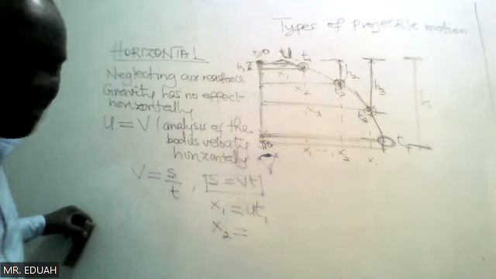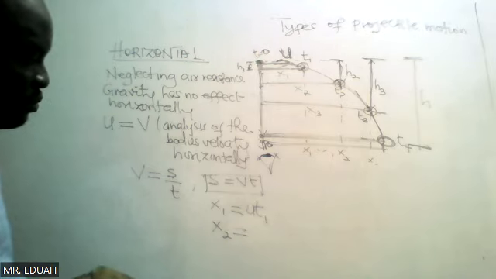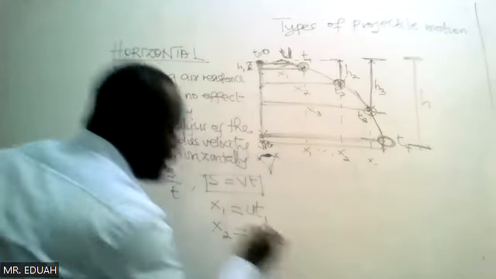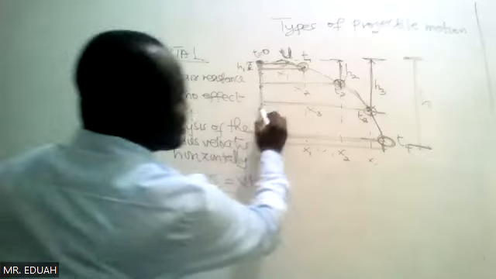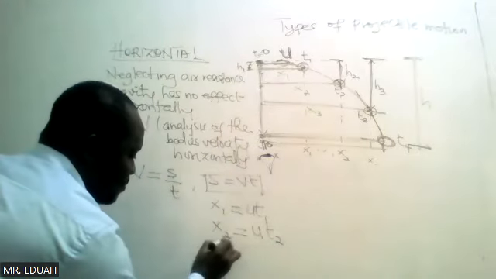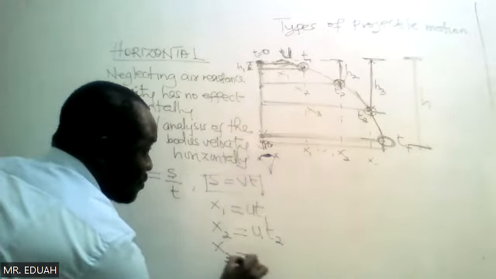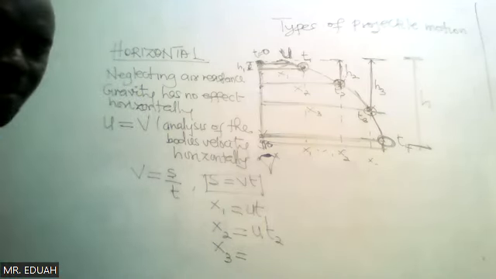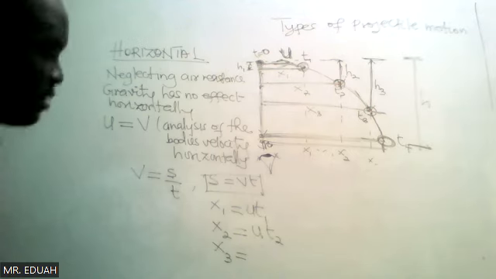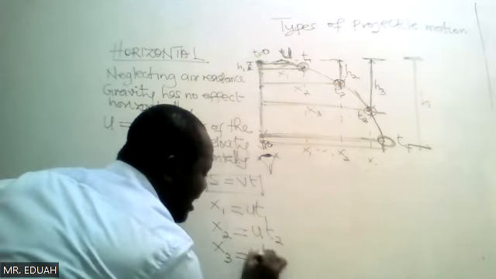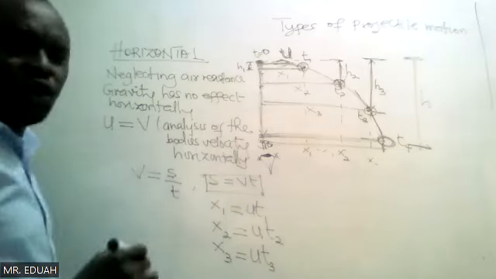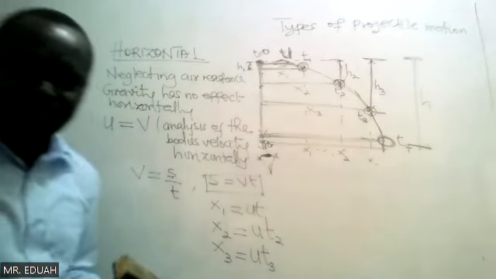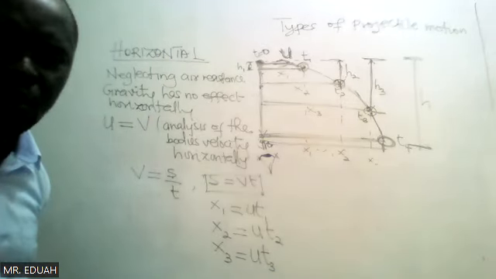x2 is equal to ut2. What about x3? Anybody? It can be Millicent. x3 is equal to ut3. Millicent, why is u repeating in each situation? Why is u repeating?